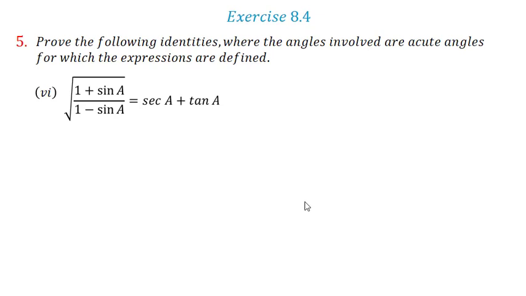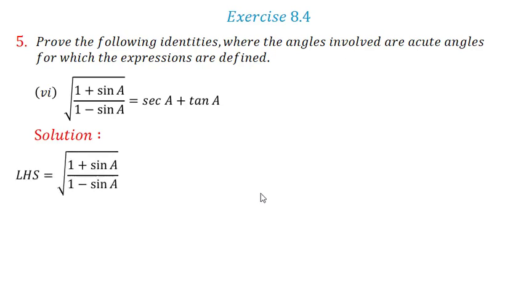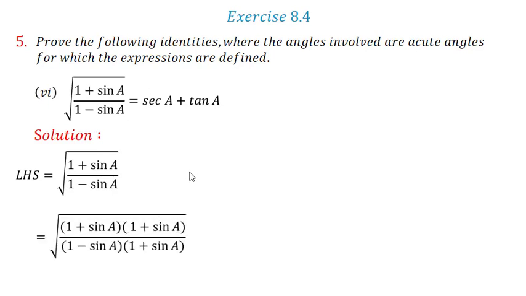Sixth question is root of (1 plus sin A upon 1 minus sin A) is equal to sec A plus tan A. Whenever you get this kind of problem where roots are involved, it is better to rationalize either the numerator or the denominator. So start with rationalizing the denominator. The denominator is 1 minus sin A. How do we rationalize? We multiply by 1 plus sin A and divide by 1 plus sin A.